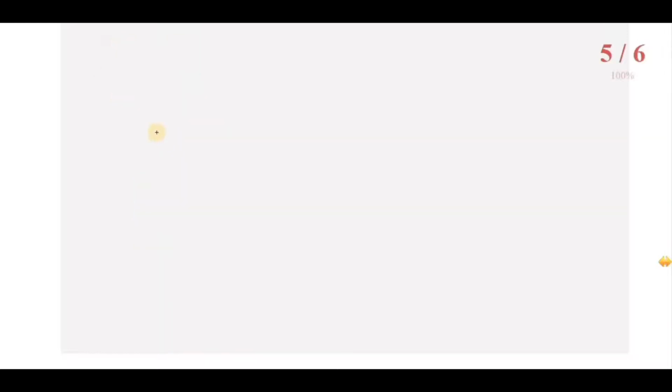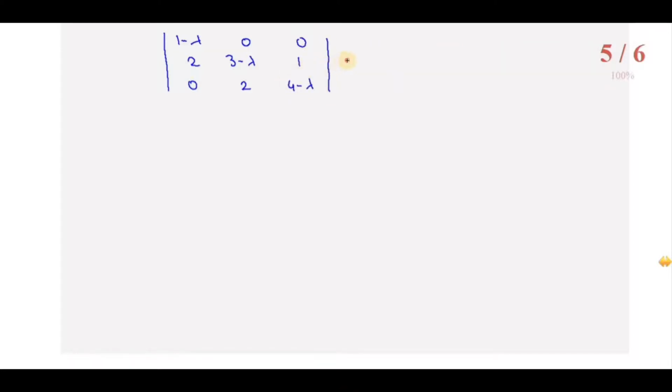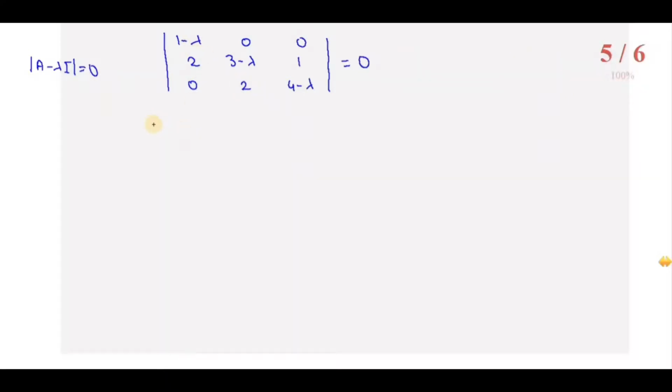So if you take the determinant of this characteristic matrix, we get a polynomial, and this determinant, if you set it equal to 0, that is, the determinant of A minus lambda I is equal to 0, will be our characteristic equation. By using this characteristic equation we can find the eigenvalues.